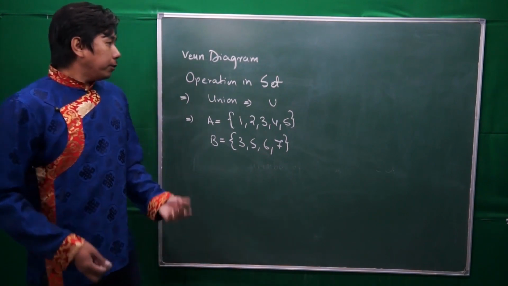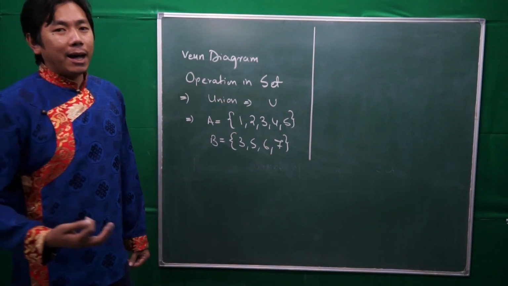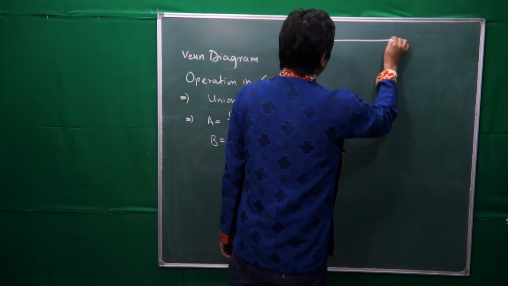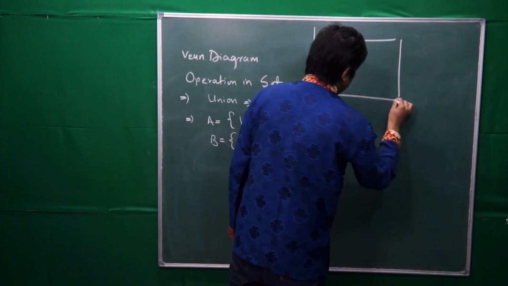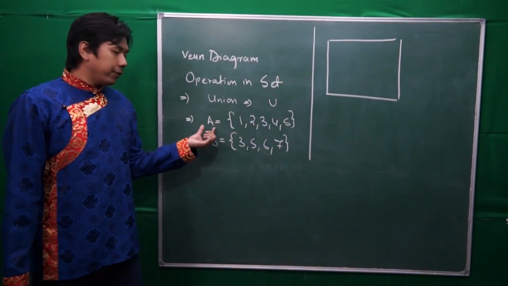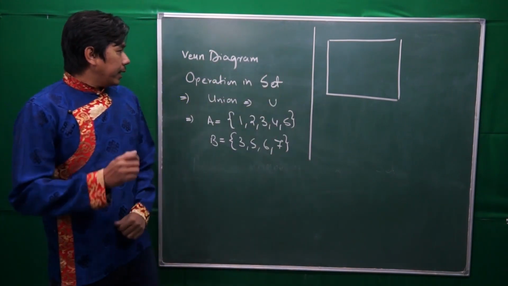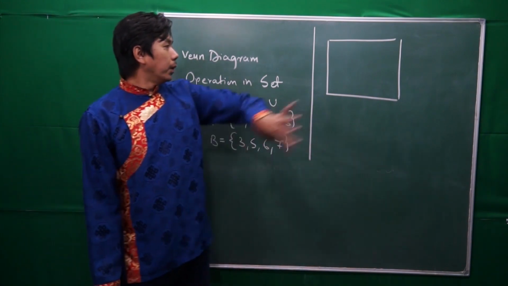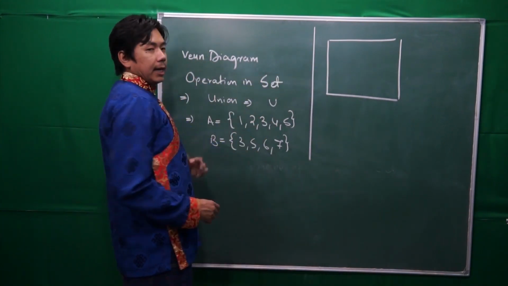Now how do we represent a Venn diagram? In a Venn diagram, we have a universal set. If you remember what a universal set is, it is represented by a square box. This universal set contains all the sets, A and B included. Next, we have to represent set A and set B within this universal set. First, let's represent set A.